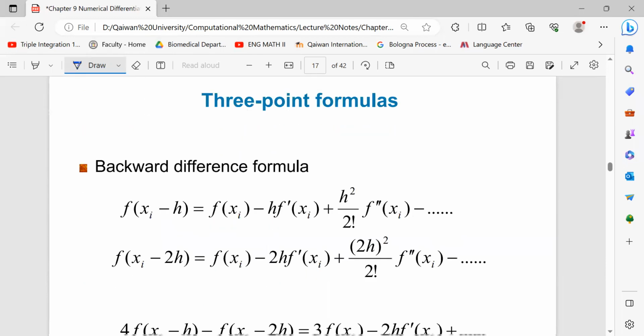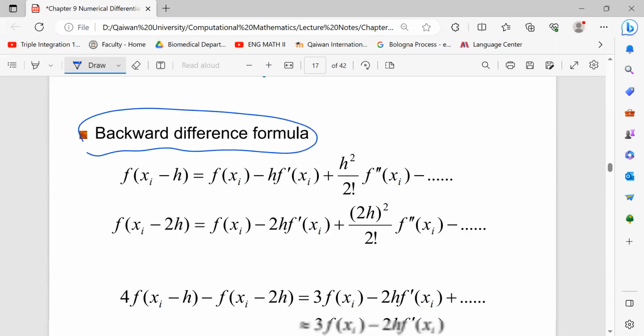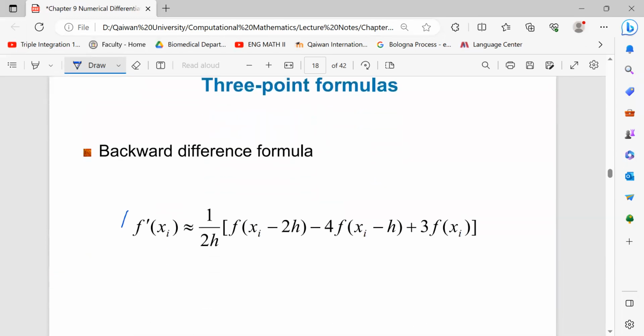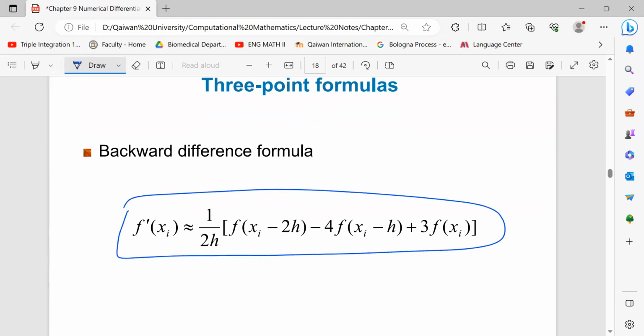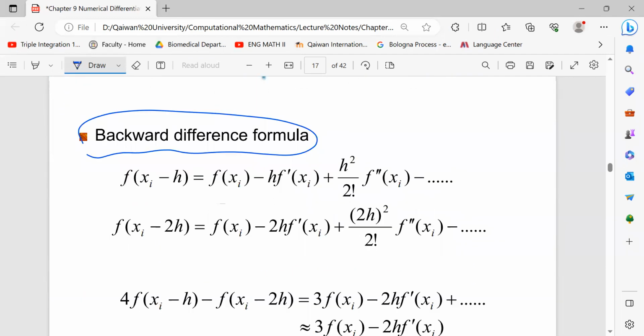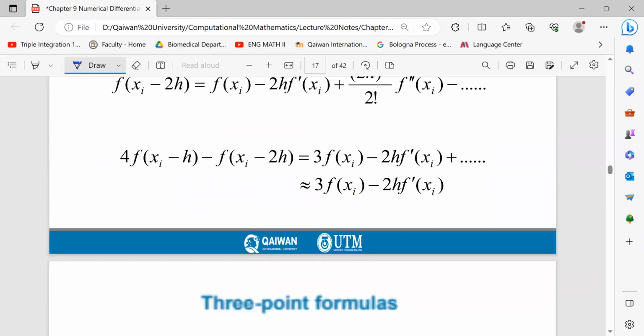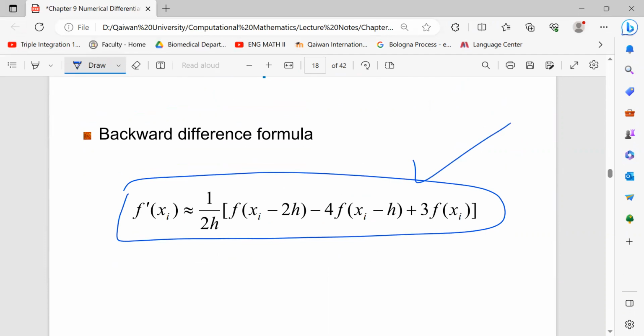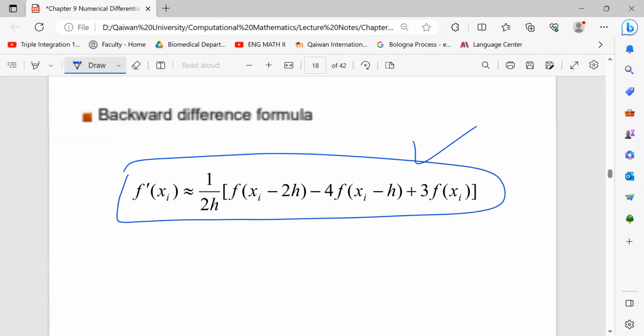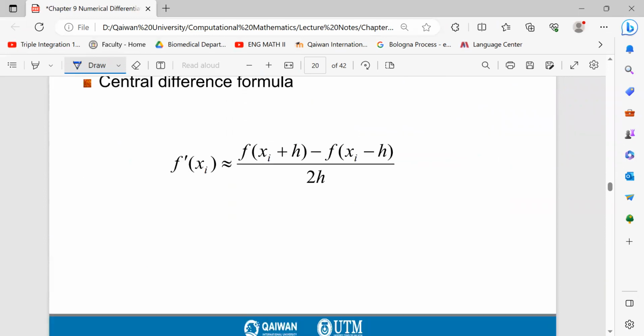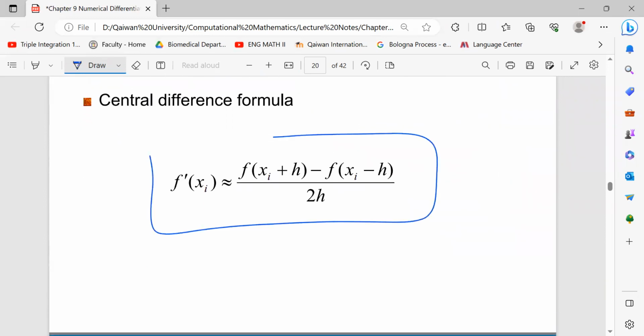And the 3 point formula is this one. I mean, for backward. This is for backward. You just need to recognize these. Look, this rule. Just recognize it. It should be given in the exam. Okay? This also. It's for backward. Then for central, this is for central. You just need to know these three rules here for 3 points. Just recognize this. Okay?